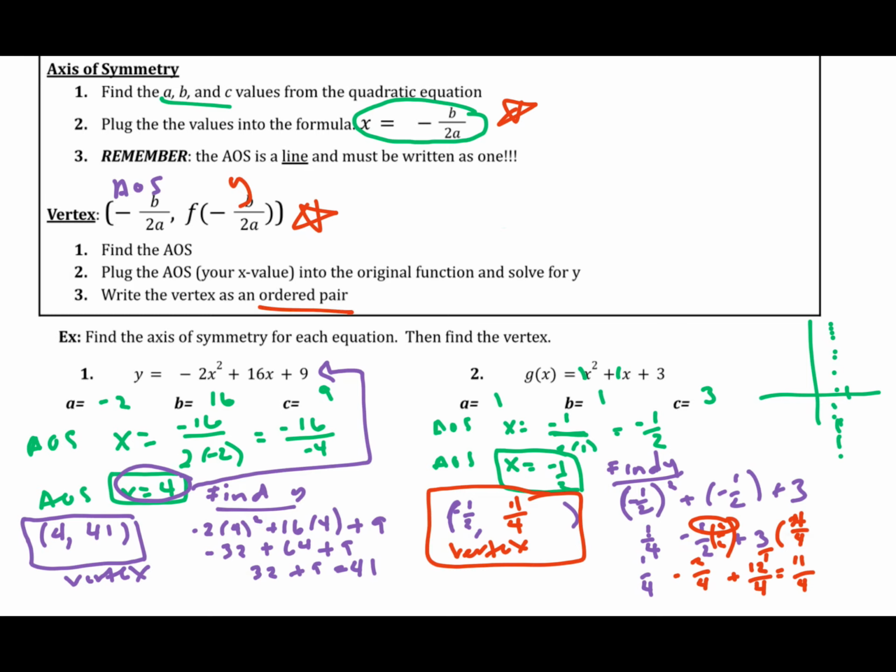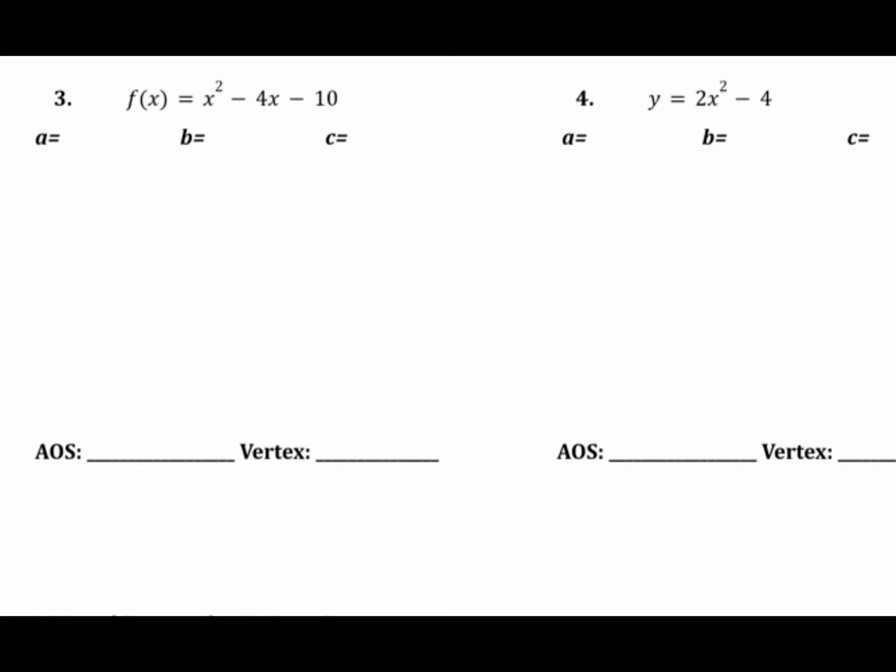So let's just look through a couple more examples. All right, number 3, I'm going to encourage you to pause the video, identify A, B, and C, and then calculate that axis of symmetry, and then unpause the video to see how you did. Don't go all the way through, just get through the axis of symmetry portion.